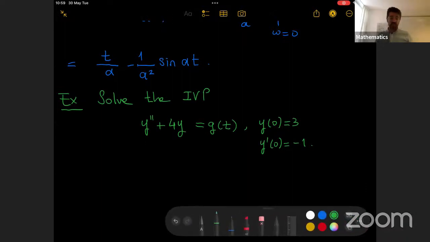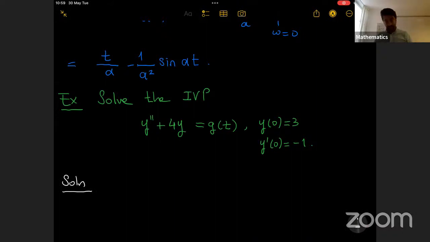Since we don't know g here, we cannot use, for instance, undetermined coefficients, or variation of parameters, because in those we need g, right? We need to know g and write some formulas for this. But we can try with Laplace transform here. So let's do it.